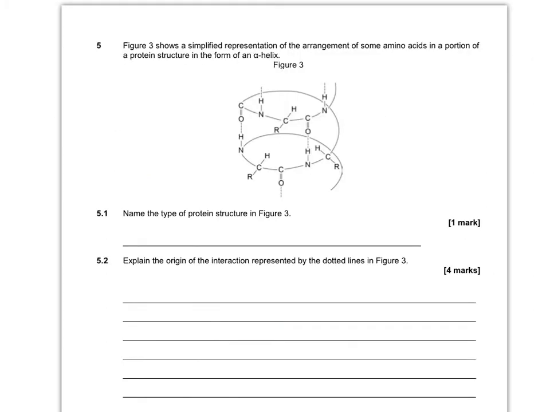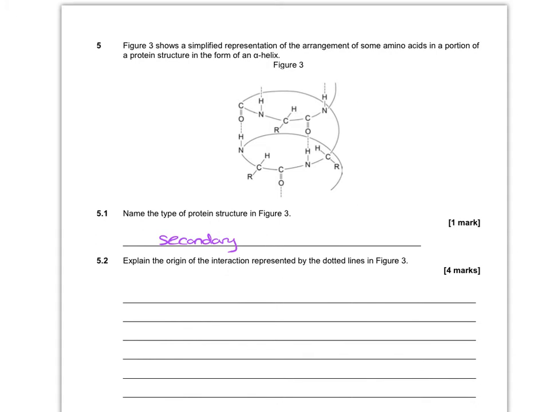Figure 3 shows a simplified representation of the arrangement of some amino acids in a portion of a protein structure in the form of an alpha helix. Name the type of protein structure in figure 3. That one is the secondary structure. That one you just need to learn.